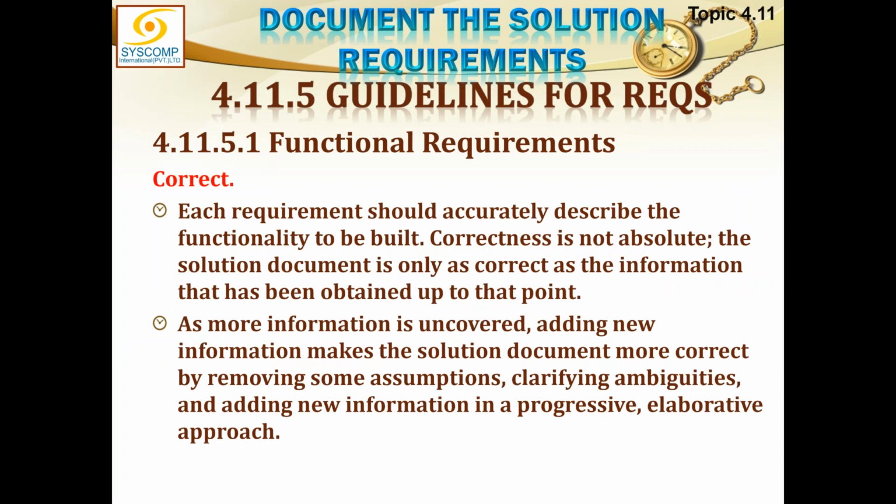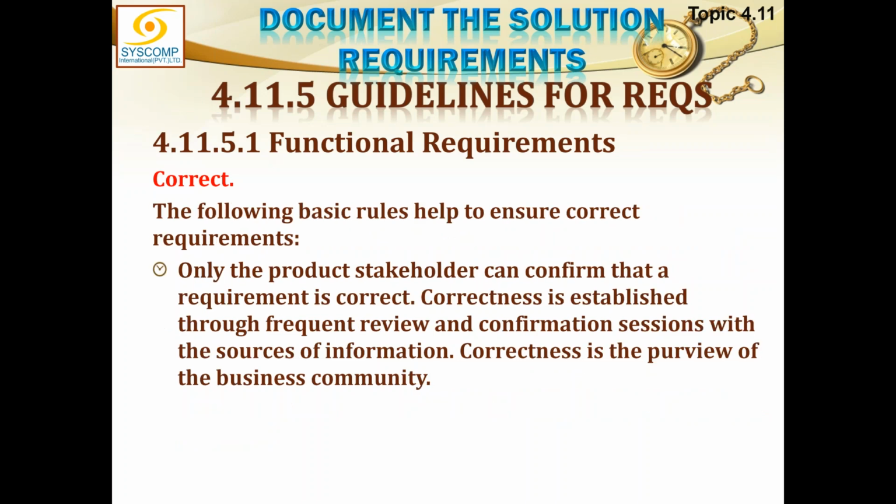Each requirement should accurately describe the functionality to be built. Correctness is not absolute. The solution document is only as correct as the information that has been obtained up to that point. As more information is uncovered, adding new information makes the solution document more correct by removing some assumptions, clarifying ambiguities, and adding new information in a progressive, elaborative approach.